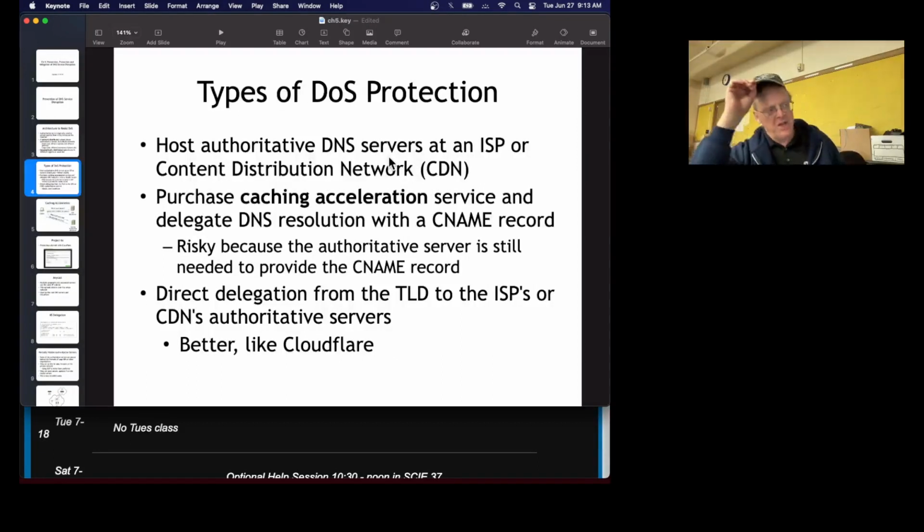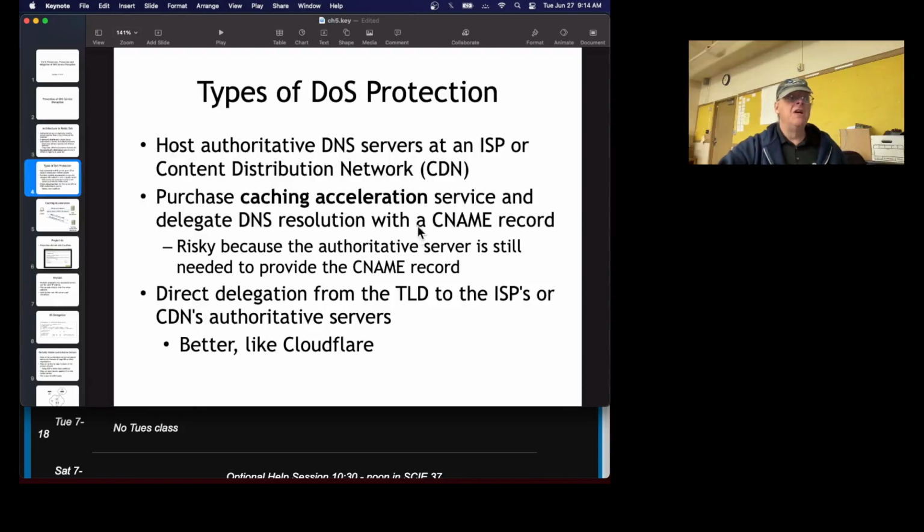So to protect you from denial of service attacks, you can host your authoritative DNS servers at a content distribution network. There's a few of these. Akamai is the biggest, most expensive, and most famous. Cloudflare is one of the others. I think Azure has some CDN features now, and I think Google does. And so you can purchase caching acceleration services, which will provide a DNS server, which is supposed to be faster and more reliable than yours, where you redirect DNS traffic to there.